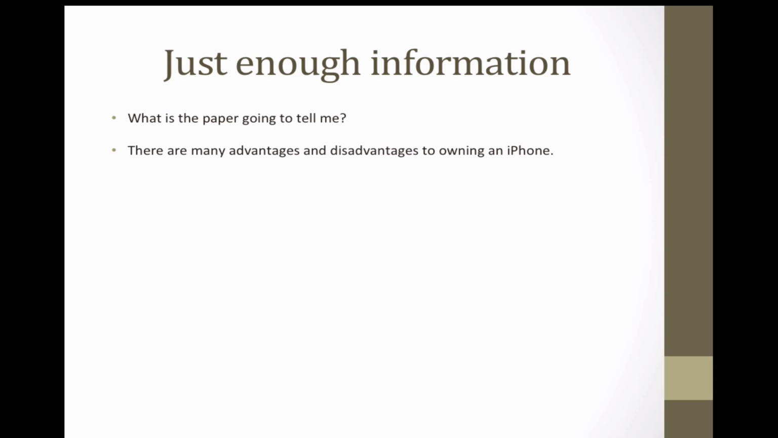Take a look at this example. There are many advantages and disadvantages to owning an iPhone. Is this paper going to tell me anything I don't already know? No. There are advantages and disadvantages to everything. So when you think about an essay, you want to tell the reader something they don't already know. Tell me something new. Because there are advantages and disadvantages to everything, this is not enough information. So this is a bad thesis statement. Not enough.